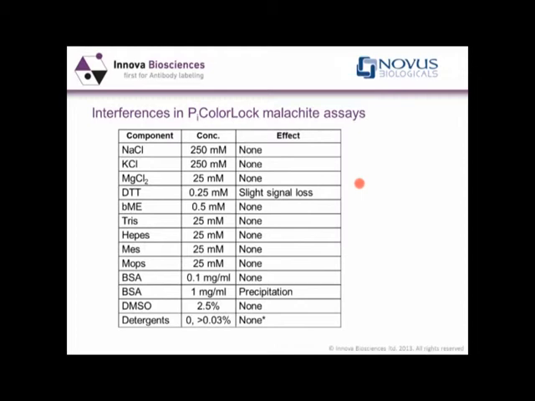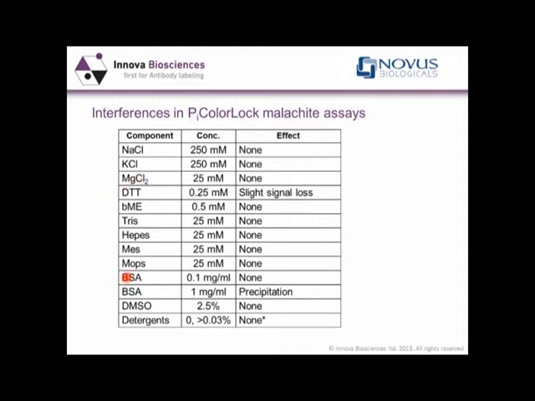This shows some of the interferences that you can get in PI Colorlock malachite assays. As you can see, commonly used buffers and substances have no negative effect in the assay. Just highlight one or two things from this table. Most phosphate-generating enzymes require metal ion. Metal ions have no effect with this system.